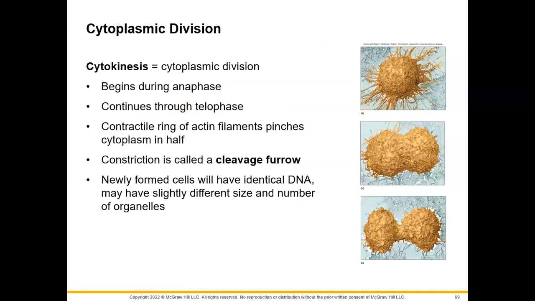Cytokinesis is cytoplasmic division. It begins during anaphase and continues through telophase. A contractile ring of actin filaments pinches the cytoplasm in half and creates a cleavage furrow. Newly formed cells will have identical DNA, and they can have slightly different size and number of organelles.